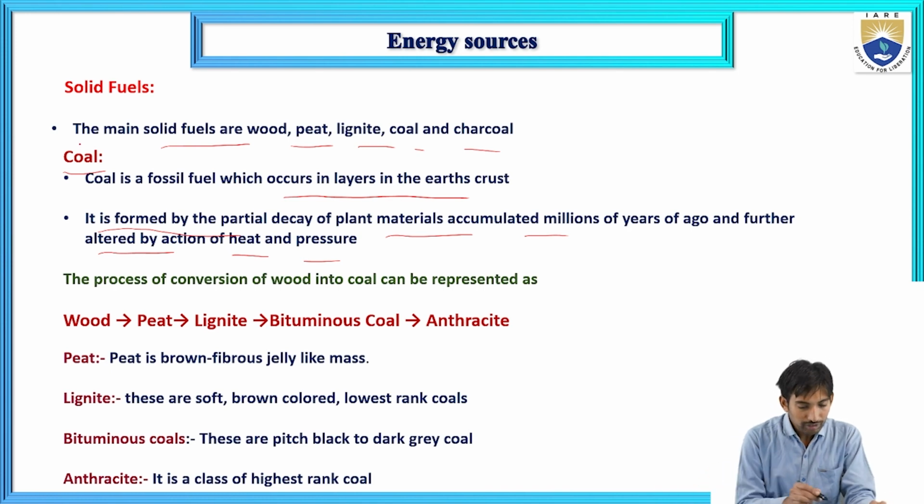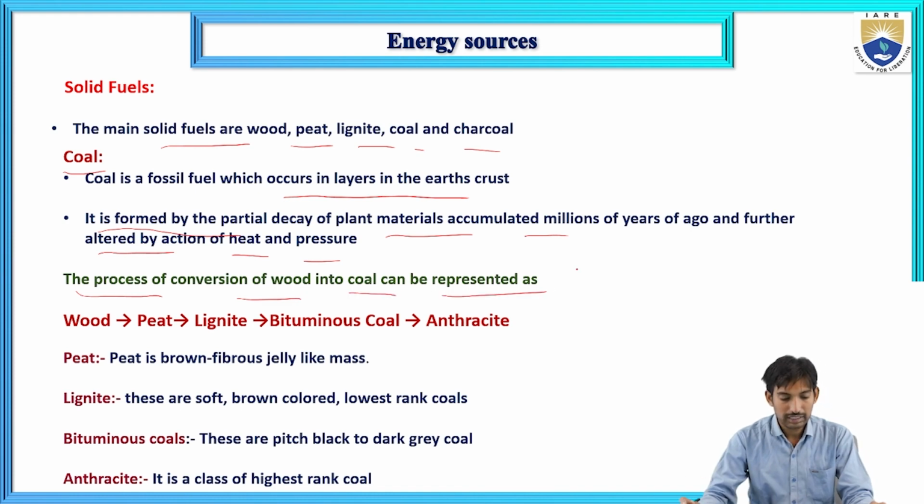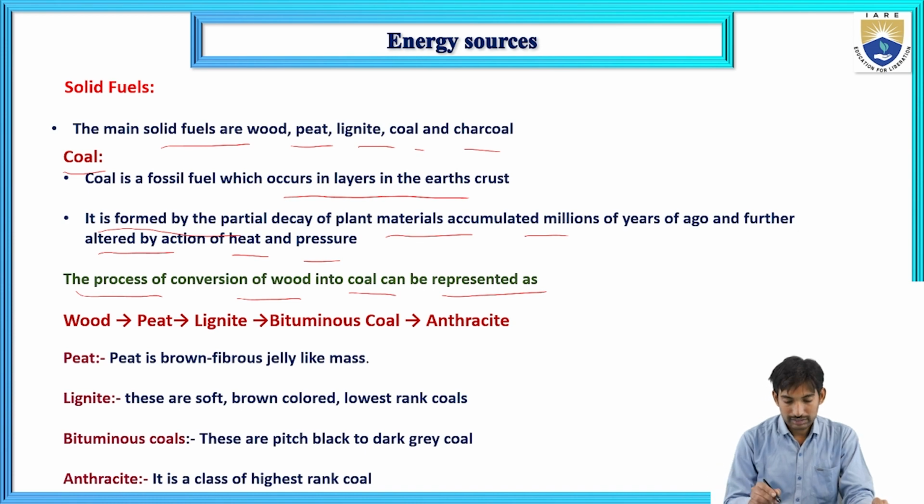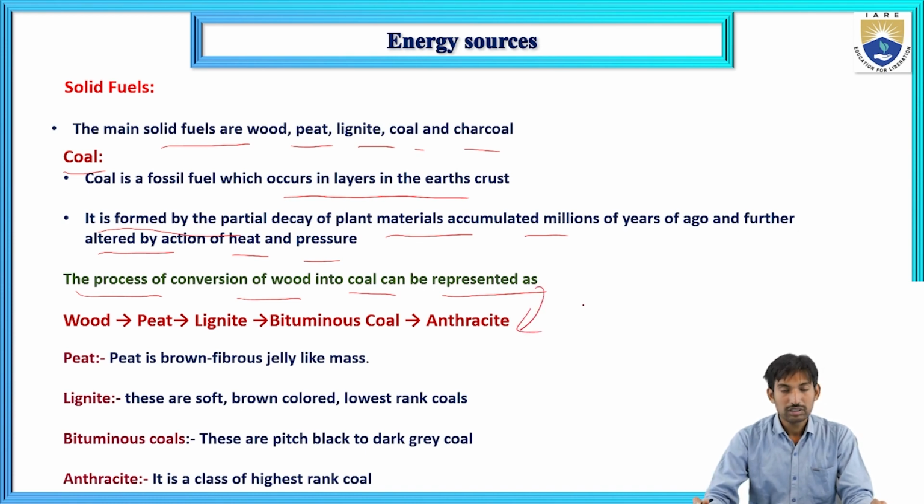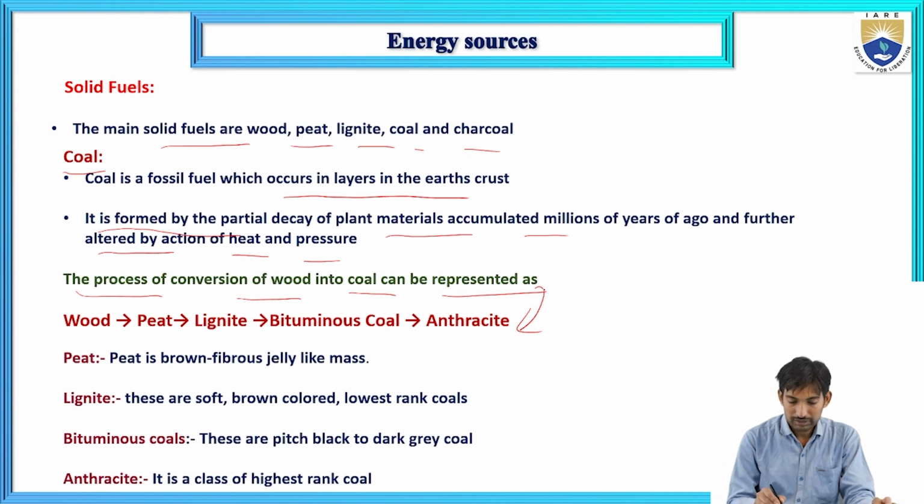The process of conversion of wood into coal can be represented as follows. How is the coal prepared? The coal is prepared from partial decay of plant materials that are present in the earth crust because of high temperature and pressure present in the earth crust.